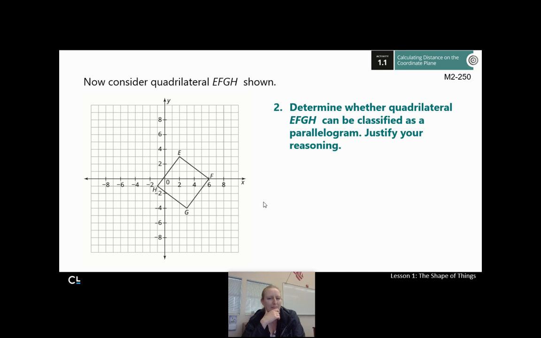But what about this one? Determine whether quadrilateral EFGH can be classified as a parallelogram and justify your reasoning. I'm going to give you a hint: see if you can figure out the slopes of your sides. Go ahead and hit pause. Find all these slopes and tell me whether or not you can say, yes, that's a parallelogram. Then hit play when you're ready to keep the discussion going.